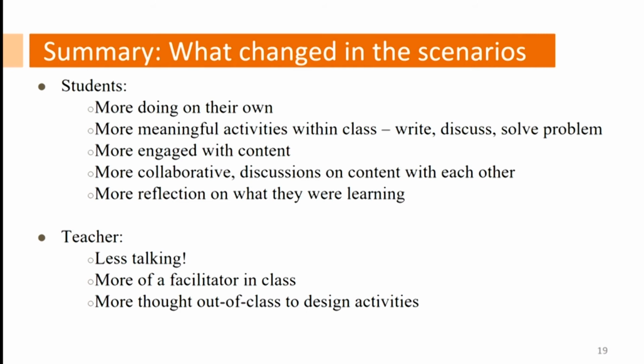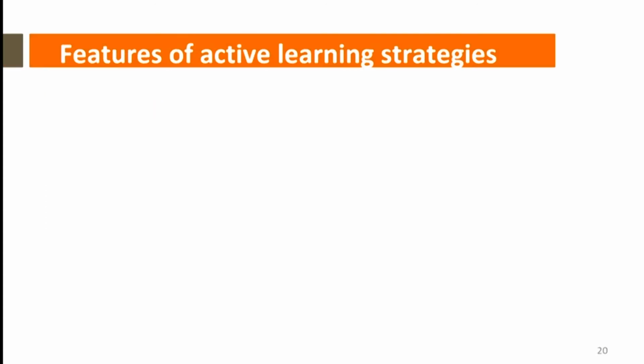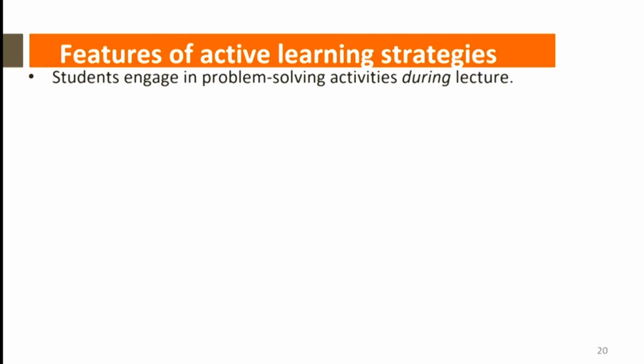Then also there is more thought given to designing activities because students have to think of real world situations and then be able to apply them in their own settings. So this is what you call more active learning happening between these scenarios, but at different learning levels. So what can we say about the features of active learning strategies?